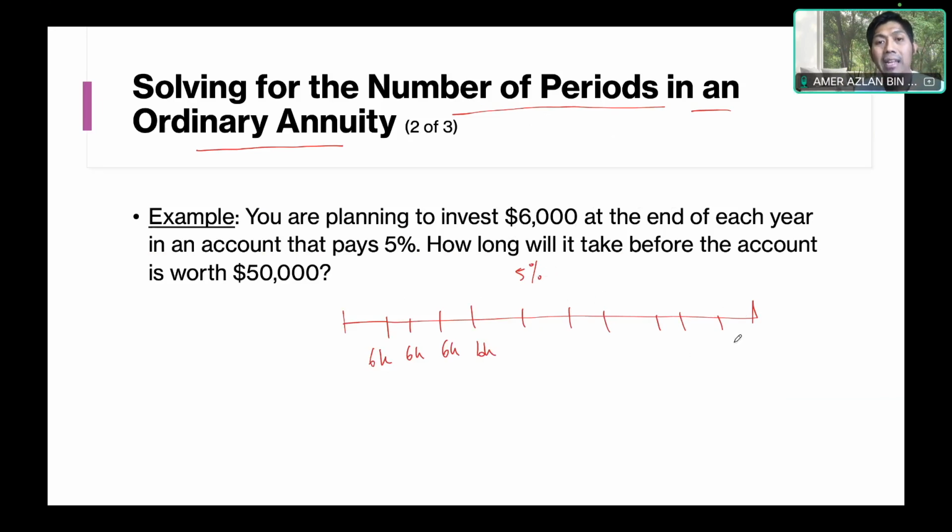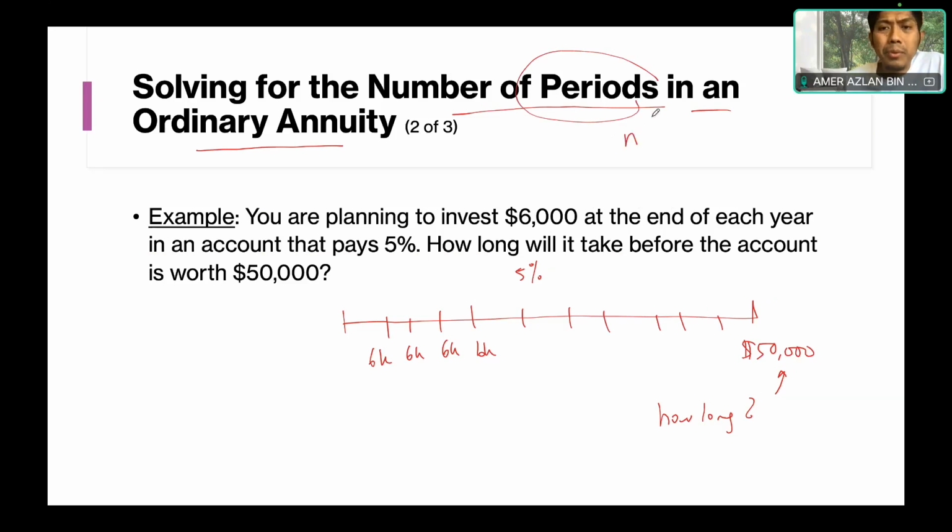Okay, and at the end of the period, sometime in the future, you want your savings worth around 50,000, or in other words, you want to have a total savings around $50,000. Okay, the question is how long? How long will it take for your 6,000 of savings every year to grow up to $50,000? For how long will it take? Means this is about solving the number of periods, or N.